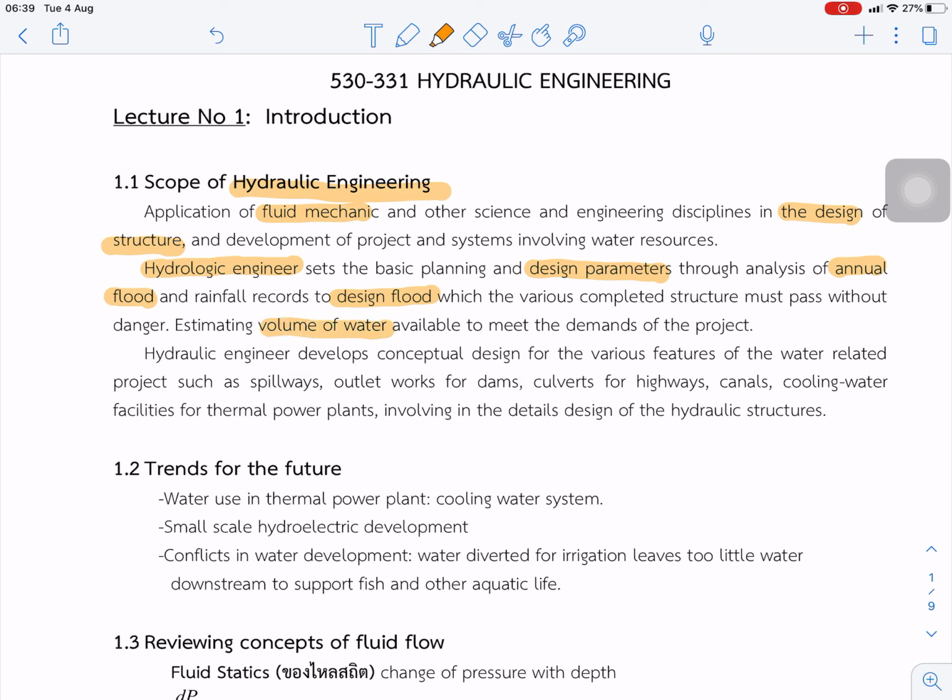Once we know the peak flow, the hydraulic engineer can develop the conceptual design to drain the peak flow, such as designing the spillway, the outlet of the dam, and the culvert of the highway. In terms of water supply, hydraulic engineering can design the canals, pumps or pipelines to transmit water from the water resource to the user. Another application is, for example, a cooling water facility for a thermal power plant, involving the detailed design of the hydraulic structure. So that is the scope of hydraulic engineering.